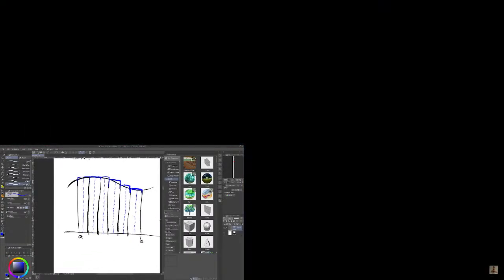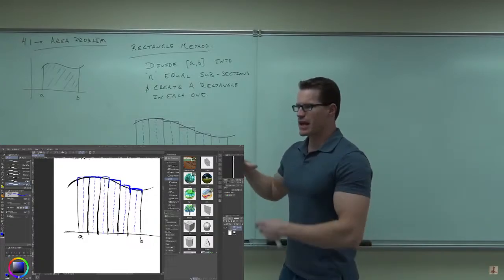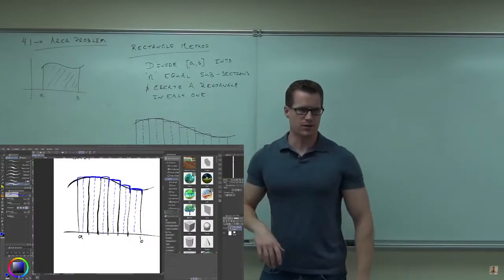How many people feel okay about the idea here? The idea of drawing rectangles there. Do you see where the midpoints come into play here? The midpoint gives us the height of our rectangle. That's going to be useful when we get down to 4.3 and 4.4. Very useful. Now, how would I find the area of this figure? The approximation of this area. What would I do with this?